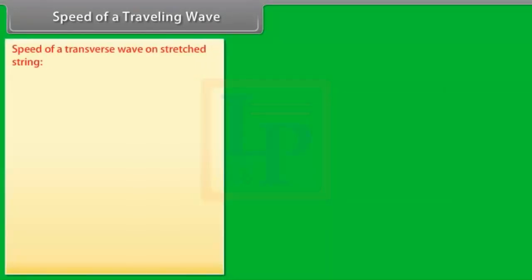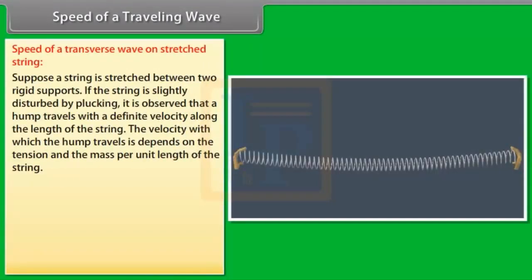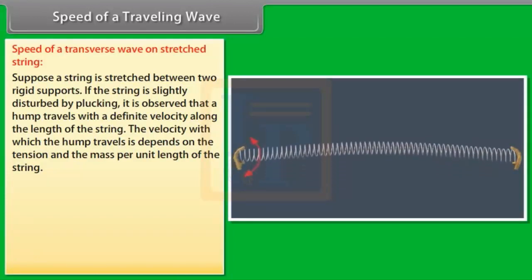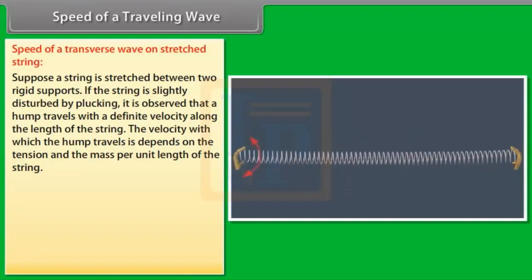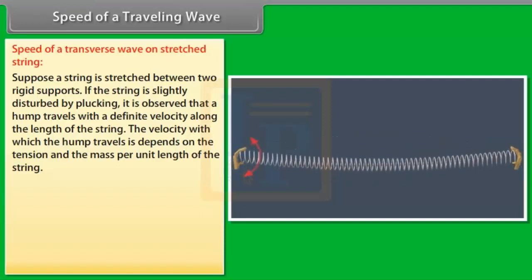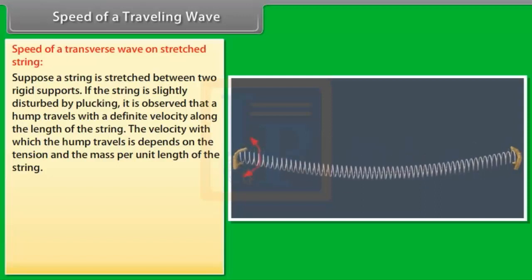Speed of a transverse wave on a stretched string. Suppose a string is stretched between two rigid supports. If the string is slightly disturbed by plucking, it is observed that a hump travels with a definite velocity along the length of the string. The velocity with which the hump travels depends on the tension and mass per unit length of the string.